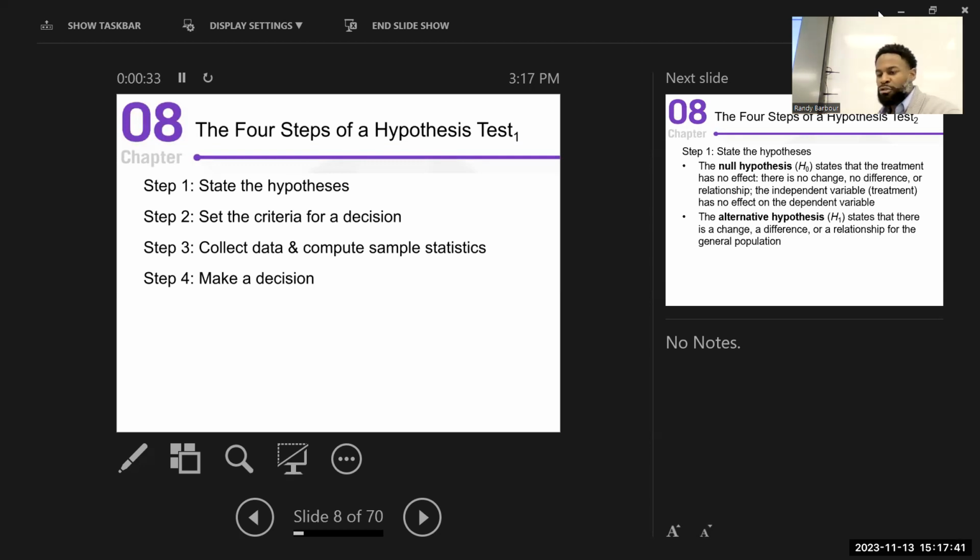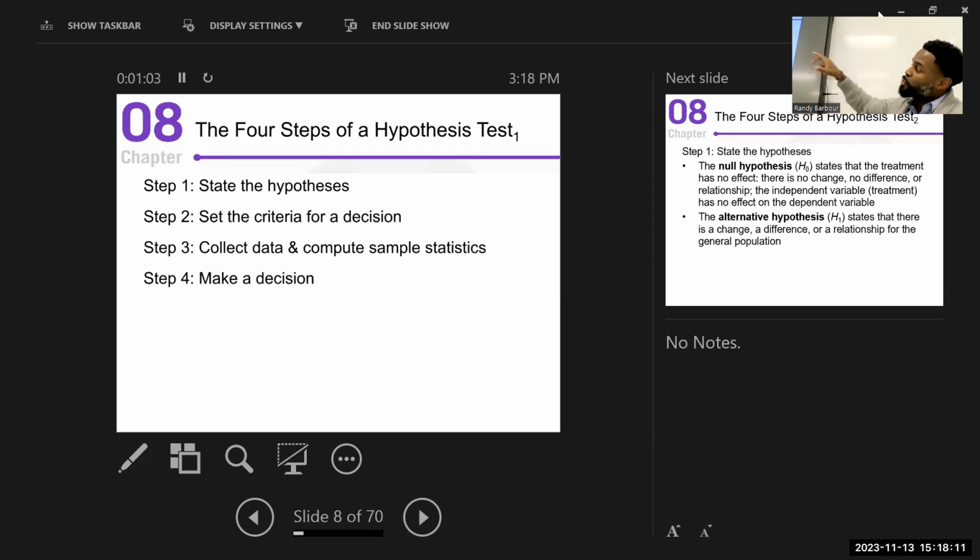Set the criteria for a decision. So our alpha level, our significance level, 5%, either 1% or 0.1%. We're going to talk about that. Select your data. So in our examples, you won't have to collect the data. The data will already be collected, but you will have to compute your sample statistics. So you'll have to compute your Z-score, or your T-score, whatever that is.